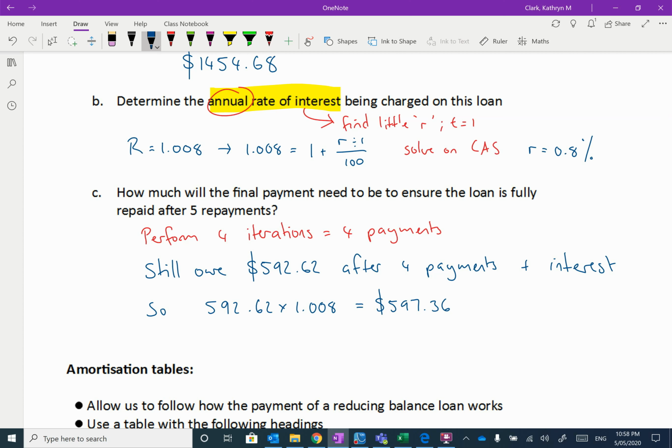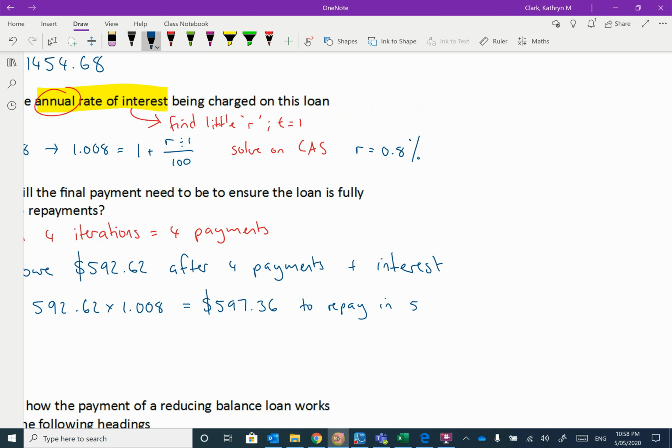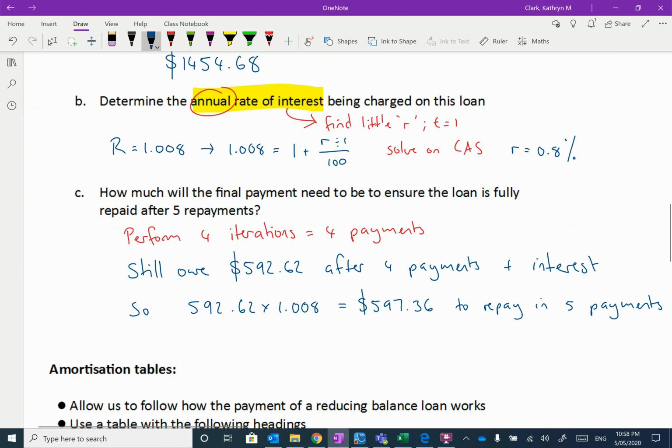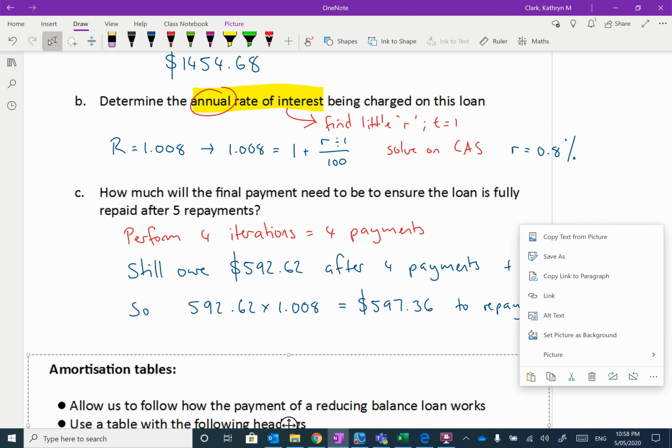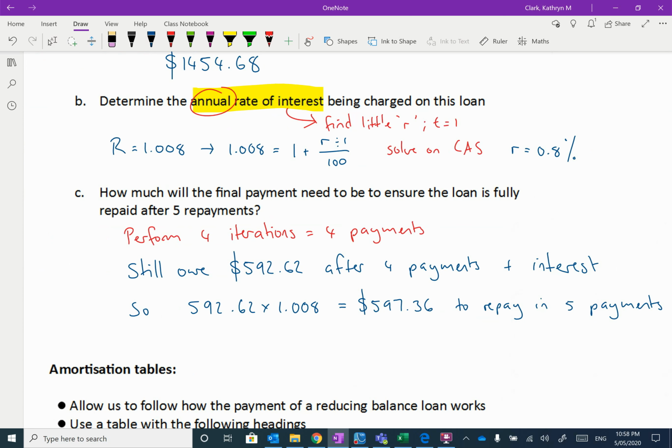Now, the other way that you could do that, oh no, because we want to pay it off in 5 repayments, exactly. So my 5th payment has to be $597.36. Yeah, that's probably about as tricky as that stuff can get.